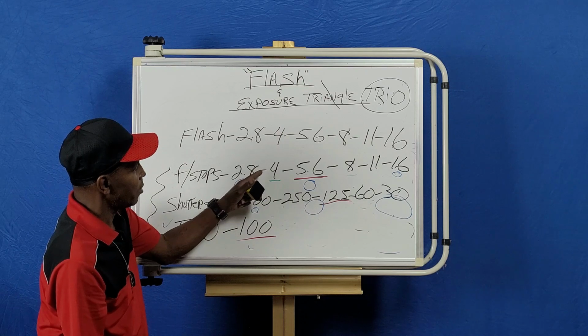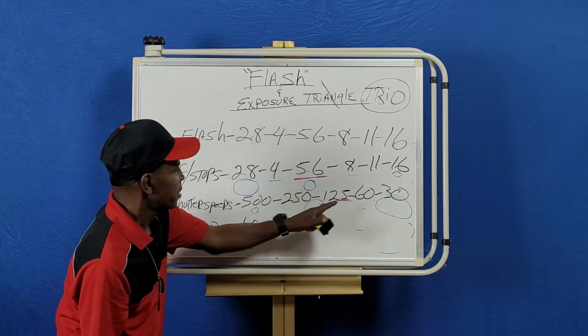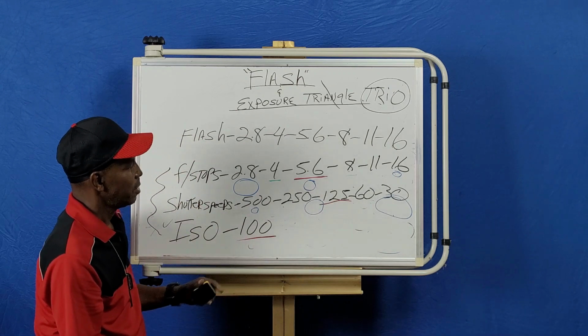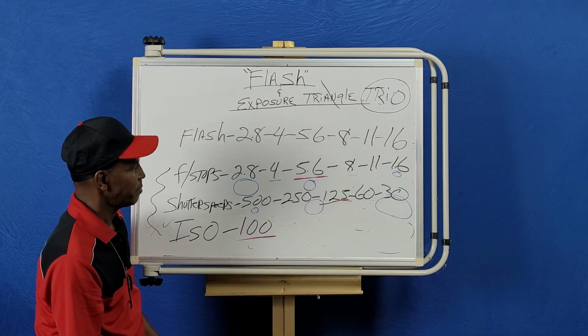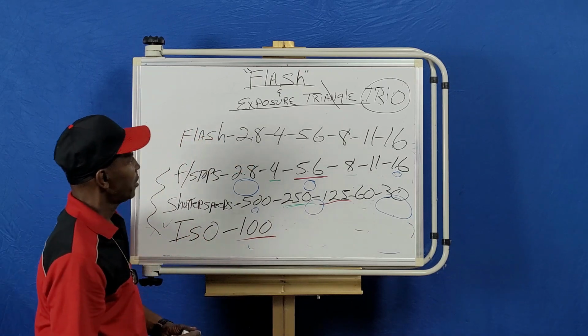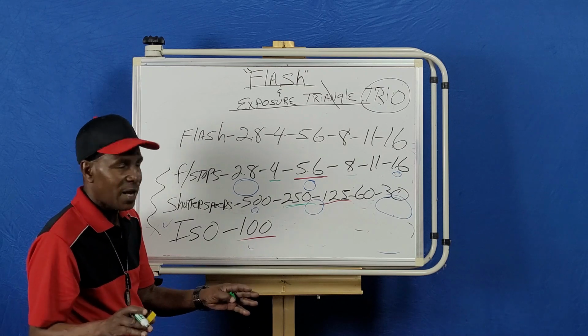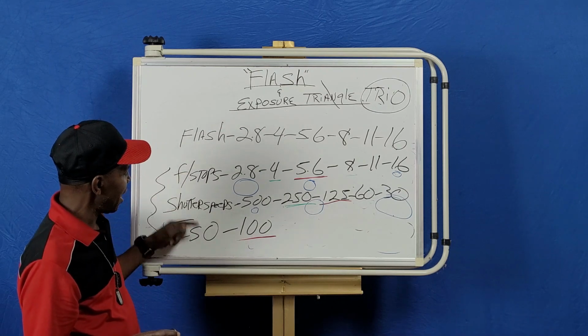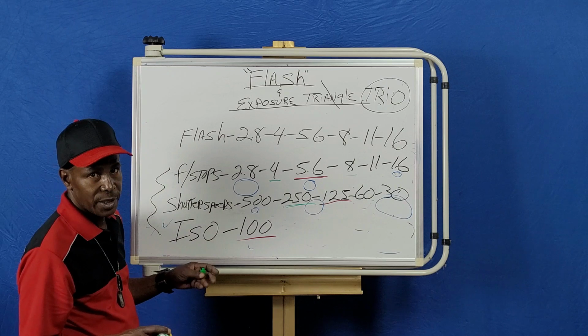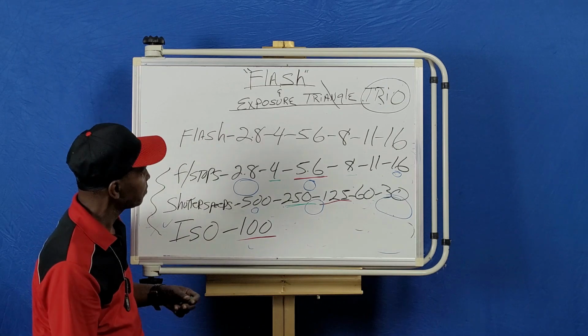You have one stop more light on the f-stop. So which way would you go to get one stop less light? Would you go to 60th of a second or would you go to 1/250th of a second? You got it, 1/250th of a second. So now your working f-stop is, remember, we're not using the flash. We're just talking ISO, f-stop, and shutter speeds. No flash. And then we're just going to put the flash in a second.